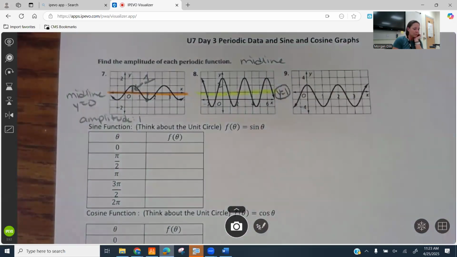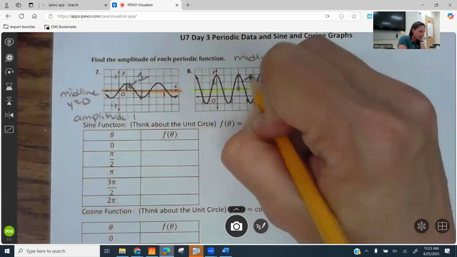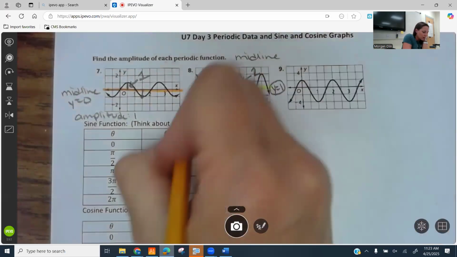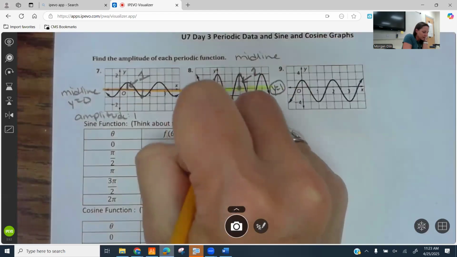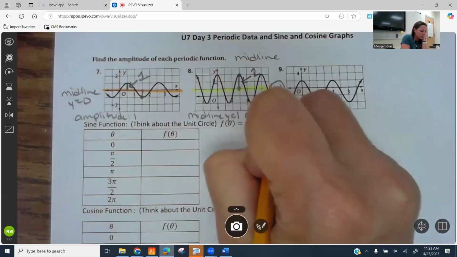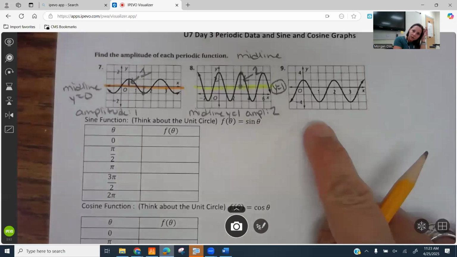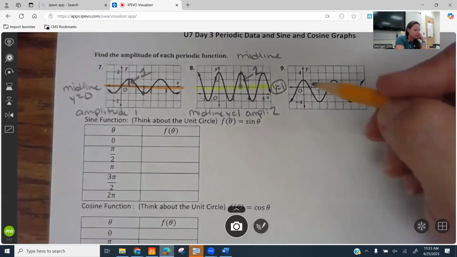Now what is our amplitude? What is the distance from our max to our midline? It's a distance of 2. So the midline is y equals 1 and our amplitude is 2. Now pause it to see if you can do this one. This one can get a little tricky, so be careful.